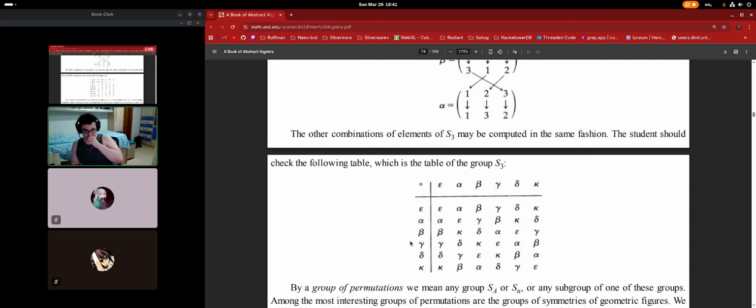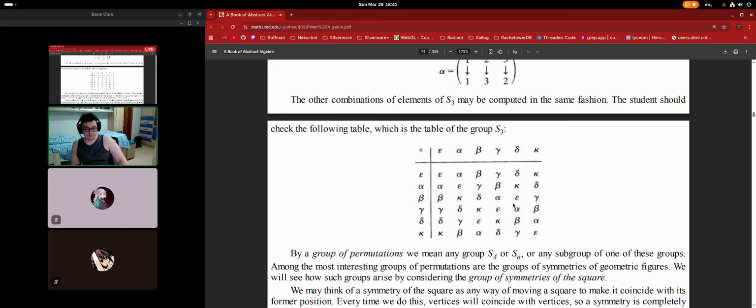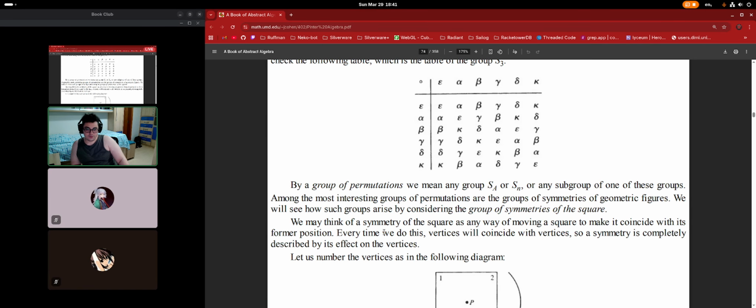The other combinations of elements of S_3 may be computed in the same fashion. You can actually just do a Cartesian product of the compositions of those matrices, and then you can get this table. By a group of permutations, we mean any group S_A or S_n, or any subgroup of one of these groups.